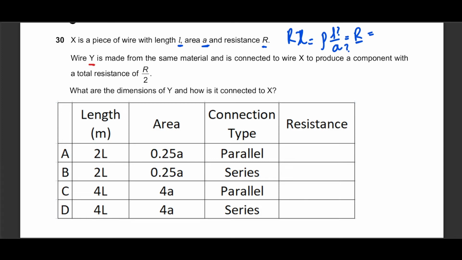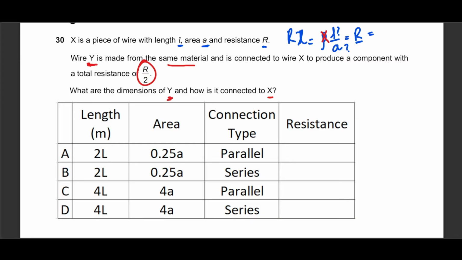He says we have another wire, and it's made from the same material. Now, if it's the same material, I don't have to think about the rho part of this equation, which deals with resistivity. It produces a component with total resistance R by 2. Now, how should I use Y in such a way that the total resistance becomes halved? So what are the dimensions of Y and how is it connected to X?